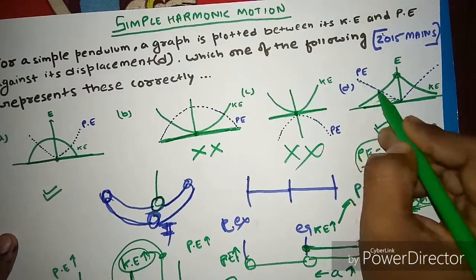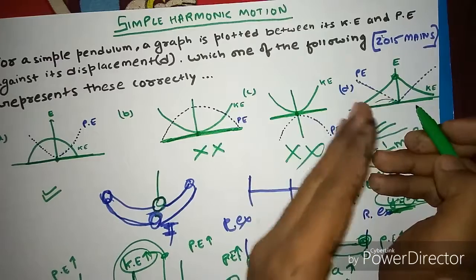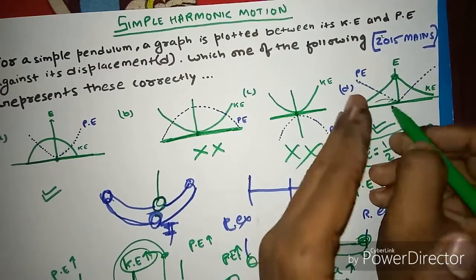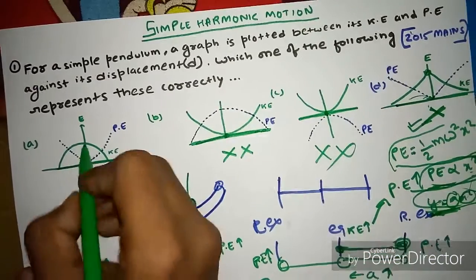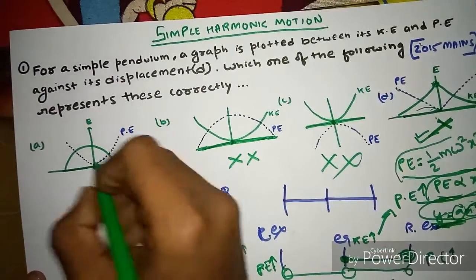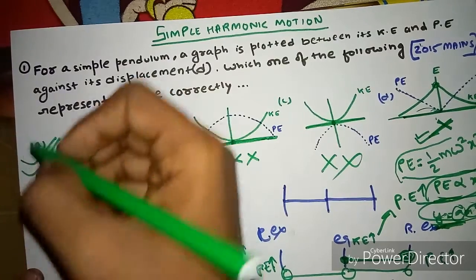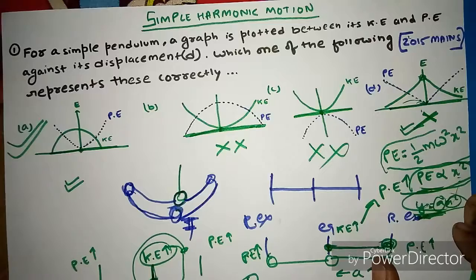In this graph, from any angle, this does not seem to be a parabola, so this option will not work. And if you see this option, this is a parabola. So this condition satisfies, so this is our correct answer. Now let us take the next problem and try to discuss that.